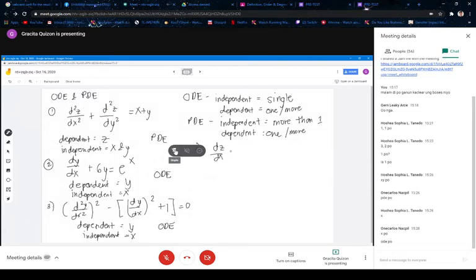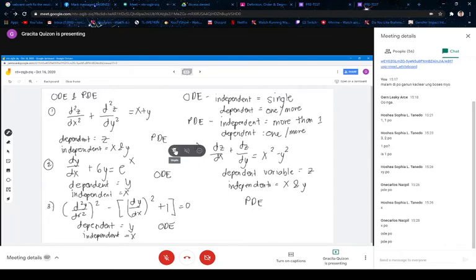dz over dx plus dz over dy is equal to x squared minus y squared. So identifying the dependent variable, it is Z, and your independent variables are X and Y. So number 4 is an example of a PDE. Okay, so that's done.